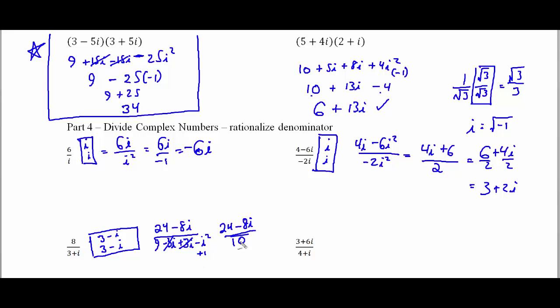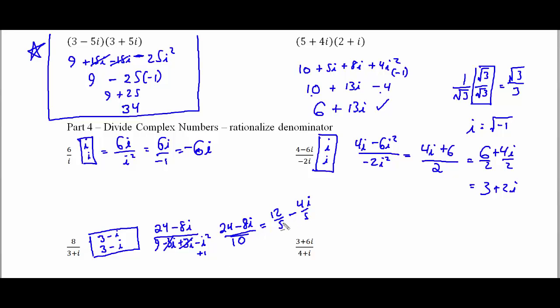And what I'm going to do is split that up so you can see how it simplifies. 24 divided by 10, if I divide top and bottom by 2, gives me 12 fifths. And then 8i divided by 10, if I divide top and bottom by 2, gives me 4i over 5. So my answer is 12 fifths minus 4 fifths i. And some of you might have written that as 12 minus 4i over 5, which would also be correct.